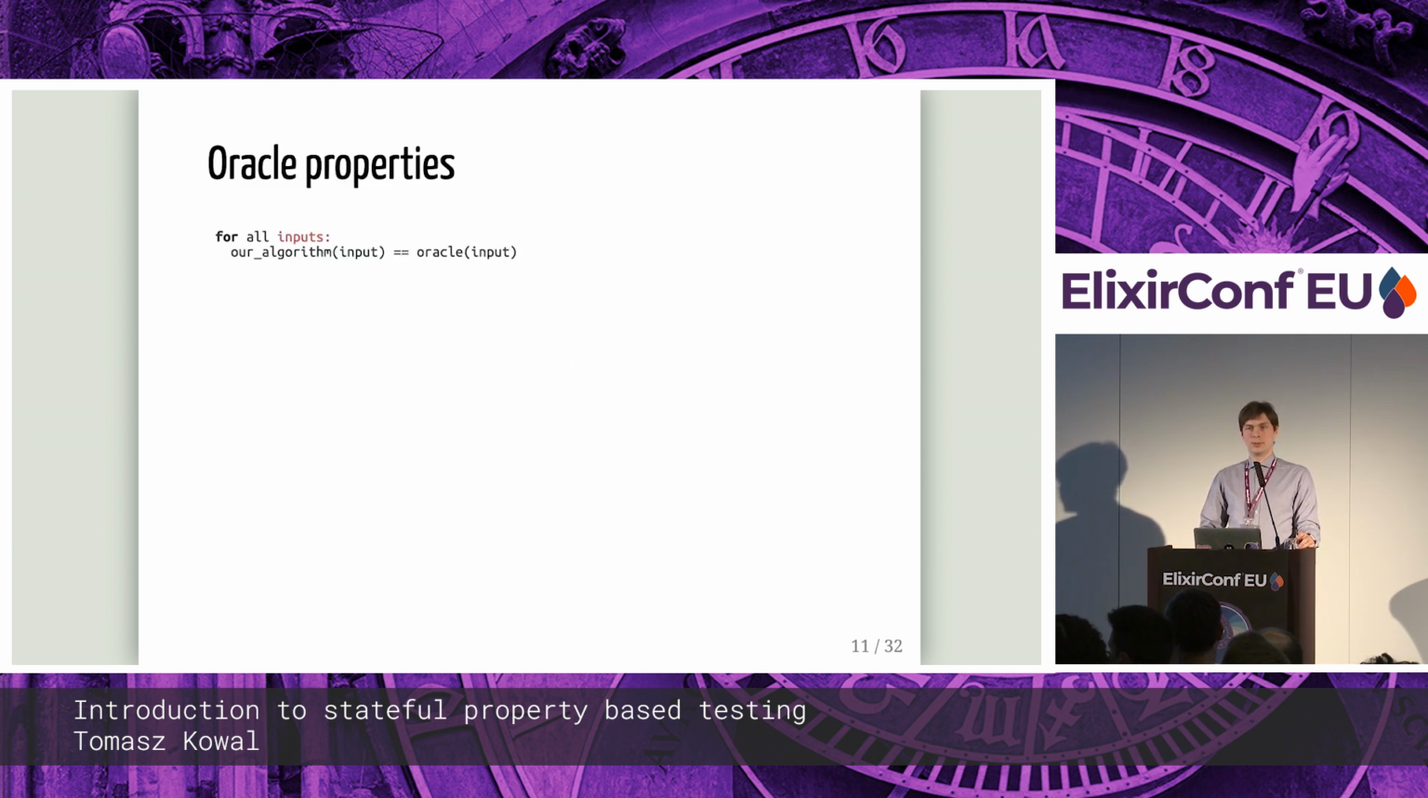An Oracle property just says that for all inputs, the output of your algorithm should be the same as an output of an Oracle. So, for example, in the case of hashing functions, we could use the existing OpenSSL implementation as our Oracle. That way we can test maybe not if the hashing function is correct, but if it behaves the same as the OpenSSL one that we trust.